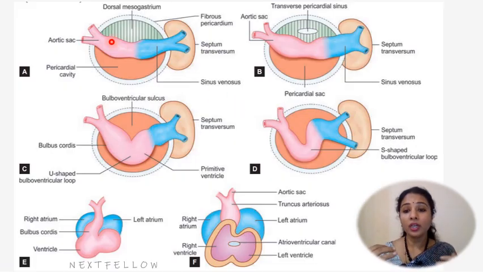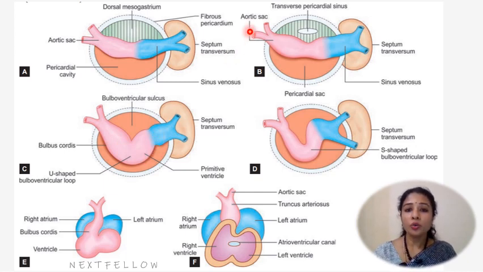So let's see how this heart tube will loop inside the pericardial cavity and form an adult heart. As the heart tube grows, it bends, forming a cardiac loop, which invaginates into the pericardial cavity. So here is the pericardial cavity. Initially this is the dorsal mesogastrium, and here is the pericardial sinus, which develops later. We can see the heart tube starts invaginating into the pericardial cavity.